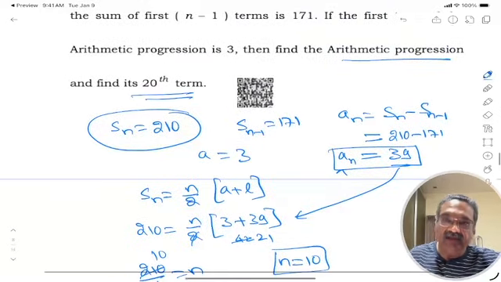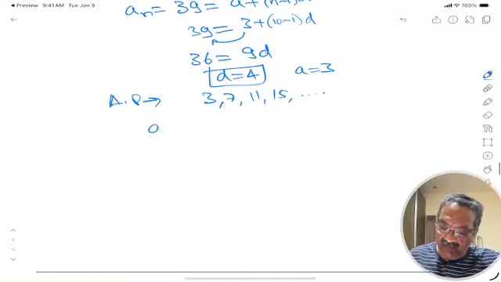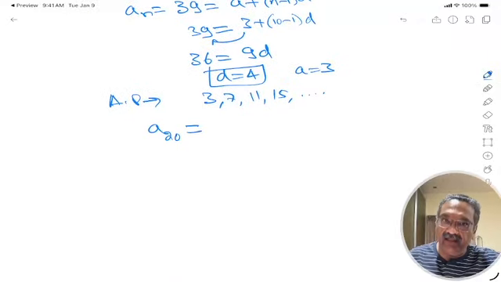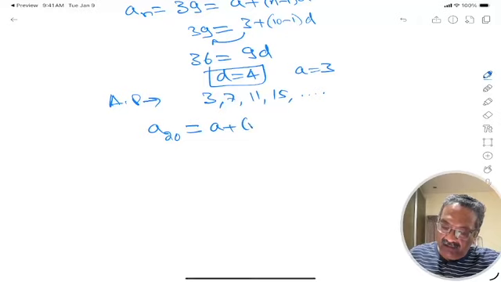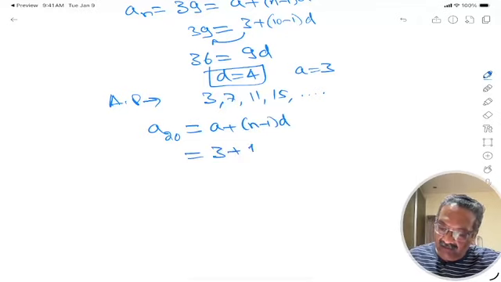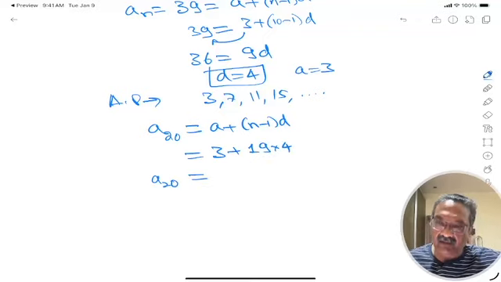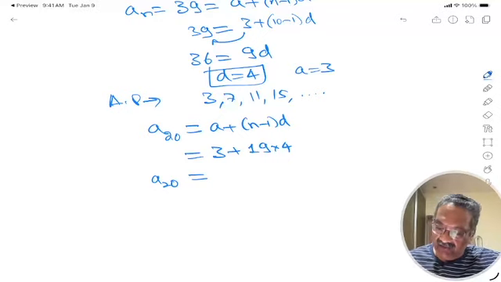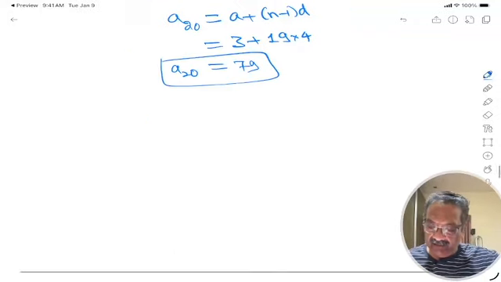Also we have to find its 20th term. 20th term will be A20 is equal to A plus n minus 1 into D, or 3 plus 19 into 4. A20, 20th term will be 19 into 4 is 20 into 4 is 80, so 76. So 76 plus 3 is 79. I think this is a repeated question.